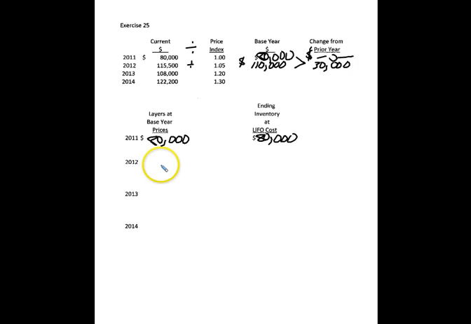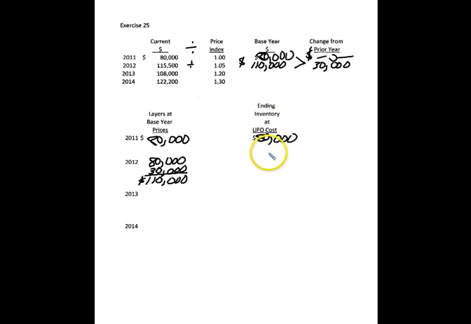So we now have two layers for 2012. We have the 2011 layer at 80,000, and we have the new layer of 30 grand that was originated in 2012. So again, total dollars of 110,000. And you can always check, what you have as base year should equal the total of your layers of 110,000.